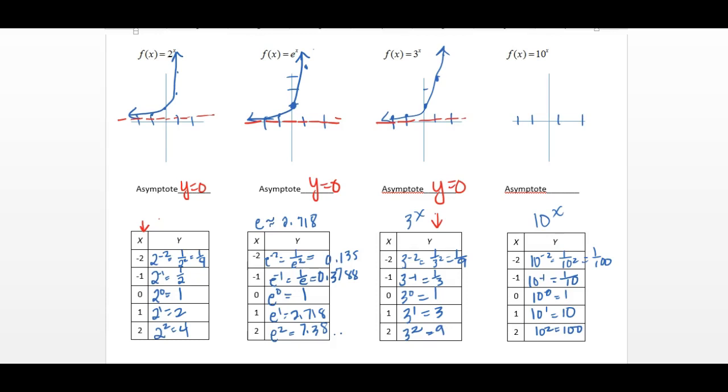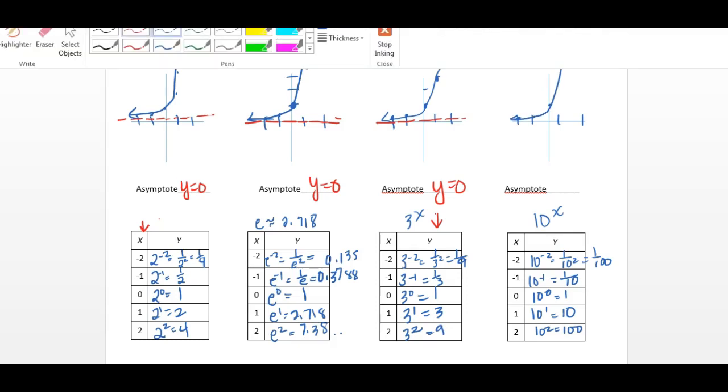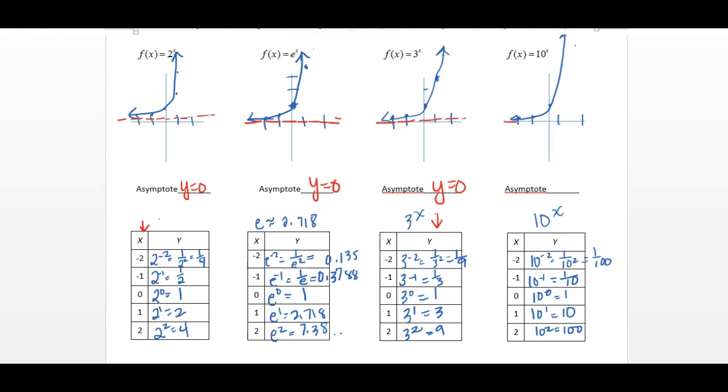Okay. So 1/100th is tiny, tiny. Way up at 10, so this is getting even steeper, okay? Even steeper. But yet again, look, it's not crossing that x-axis. There's an asymptote there. It approaches it, but doesn't cross it. So y equals 0 is my asymptote.